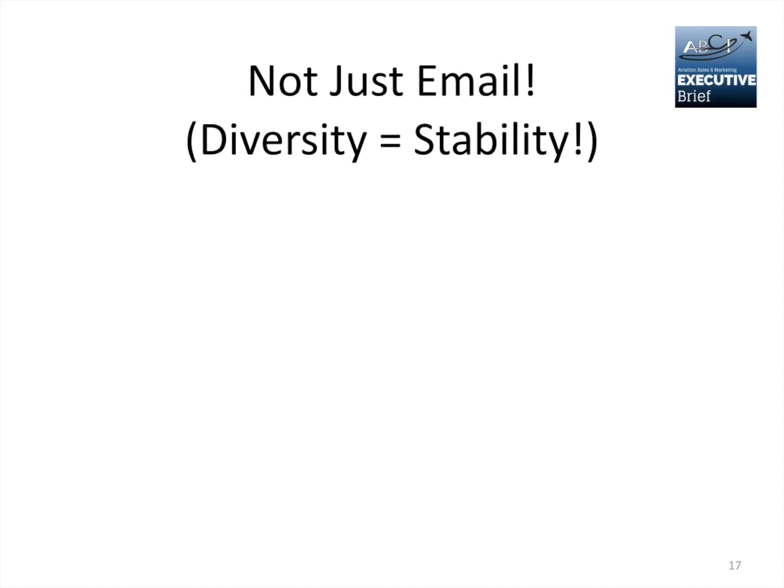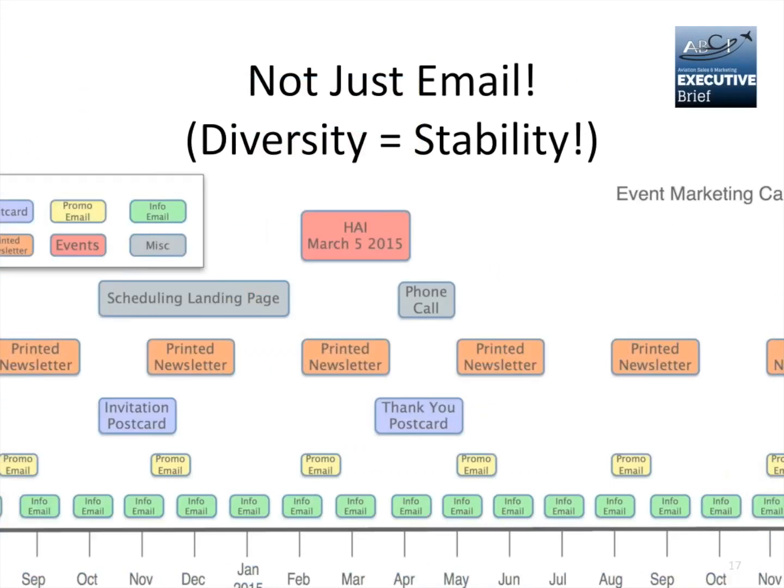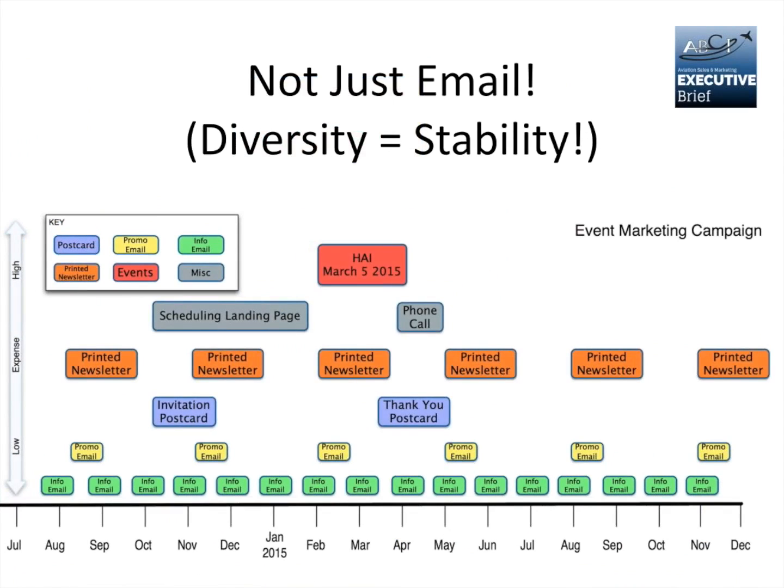Speaking of such things, we're going to talk about this in more detail in a later video, but we want to make sure that we're using a variety of different ways of communicating with each person. Again, we want to use some high credibility, high expense items mixed together with some low credibility, low expense items to balance our expenses in marketing with getting the best possible results.